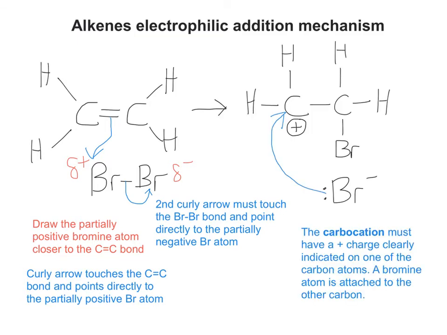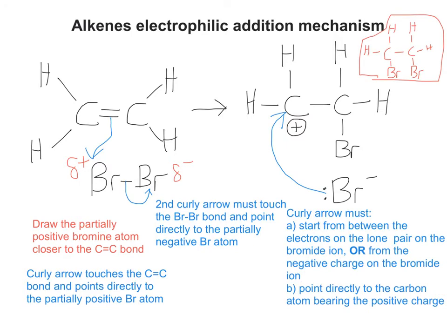So the carbocation must have a positive charge clearly indicated on one of the carbon atoms. A bromine atom is attached to the other carbon. So the curly arrow must start from between the electrons on the lone pair on the bromide ion, or from the negative charge on the bromide ion. And it must point directly to the carbon atom bearing the positive charge in the carbocation.